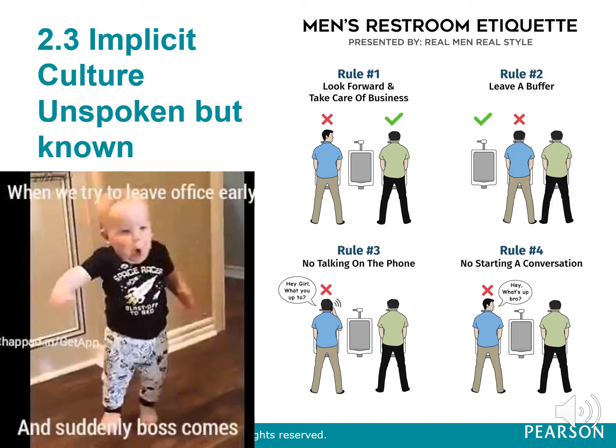Next are the implicit rules. Implicit culture is unspoken but known. The example that half of you will readily understand are the rules that you all know yet were never formally taught. How to use the men's restroom. All men will understand the rules of using a public men's restroom, yet there is no formal training.